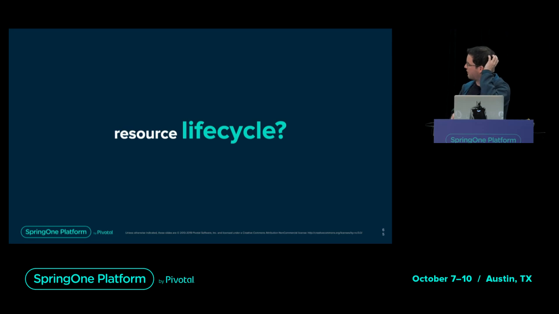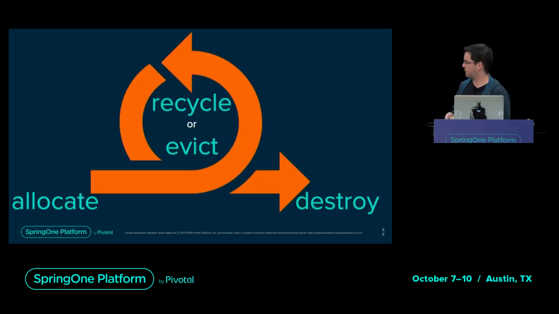So what's the resource lifecycle like? It looks a bit like that. So you allocate an object, you recycle it, or you evict it, and then at the end you destroy it. And when you allocate, it consumes an allocation permit, and when you destroy it, it restores an allocation permit. So if you have at least one allocation permit, and you call acquire, and there's no idle element in your pool, then it will allocate a new instance.